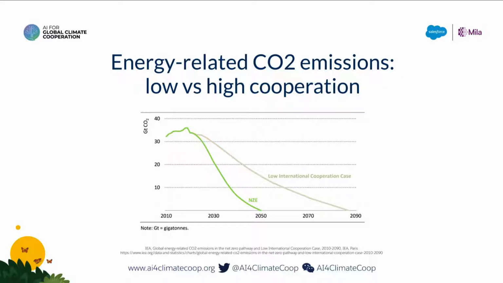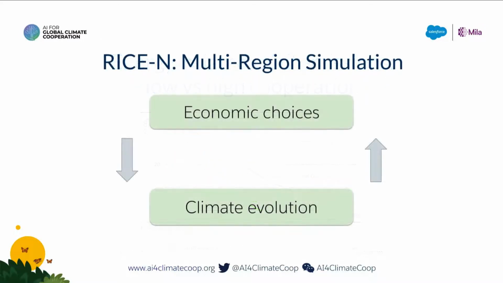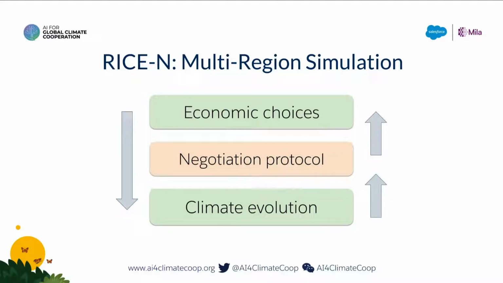So, to investigate how to incentivize cooperation, we made RiceN, which is a multi-region climate economic simulator with 27 fictitious different regions based on data from 189 countries and regions. Each region's decisions are controlled by a distinct self-interested artificially intelligent agent who cares about its own well-being, which leads to economic choices. However, the negotiation component makes it possible for regions to communicate and collaborate.